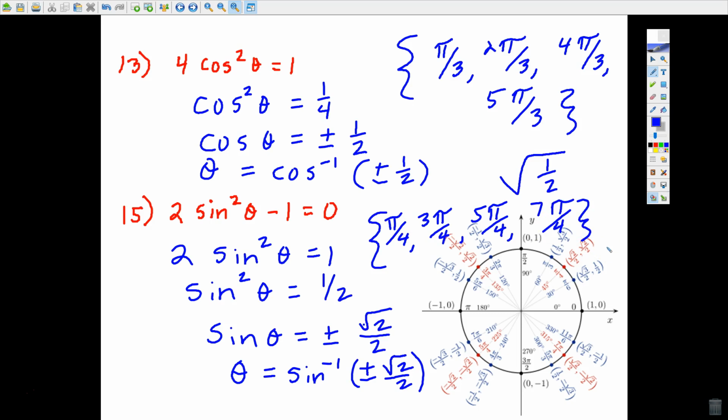Good. Any questions? So these problems, you can see they're pretty easy. We just have to isolate theta and then look for all of the occurrences of either x or y on the unit circle.